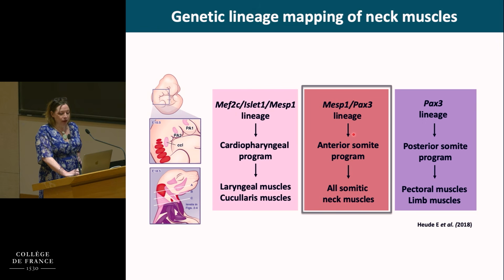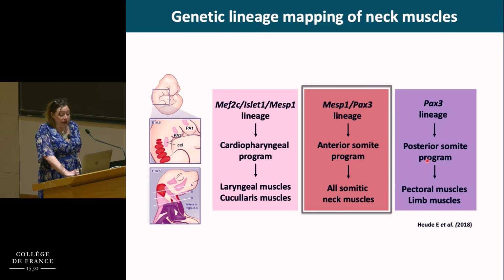Moreover, it turns out that the somites here, anterior to the limb bud in red, use a very unusual program involving both MESP1 and PAX3 lineages to give rise to all somitic neck muscles. In contrast, the pectoral and limb muscles derive from the PAX3 lineage only, from the more posterior somites.